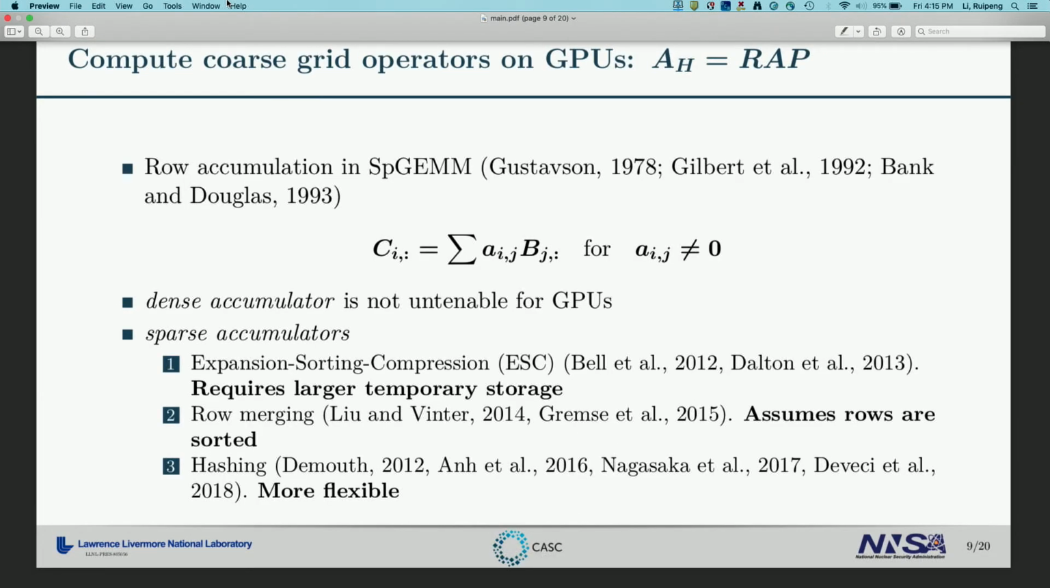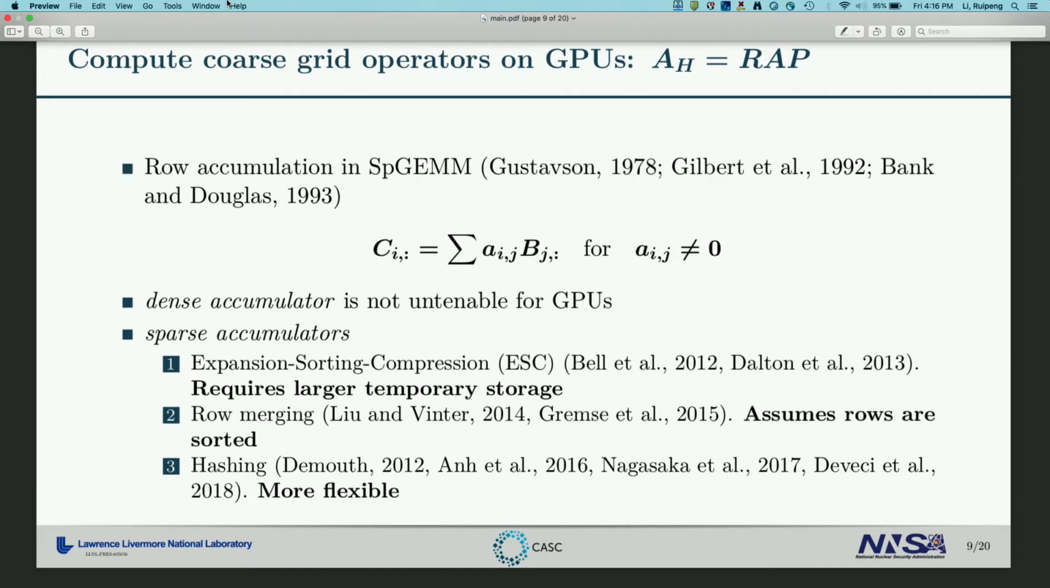Next, I'm going to talk about the most difficult part, which is computing the RAP on GPU. So we compute RAP in pairs. We usually compute AP first and then compute R and AP. The algorithm is based on the classical row accumulation SpGEMM algorithm. So if C equals AB, then each row of C is a linear combination of multiple rows of B.